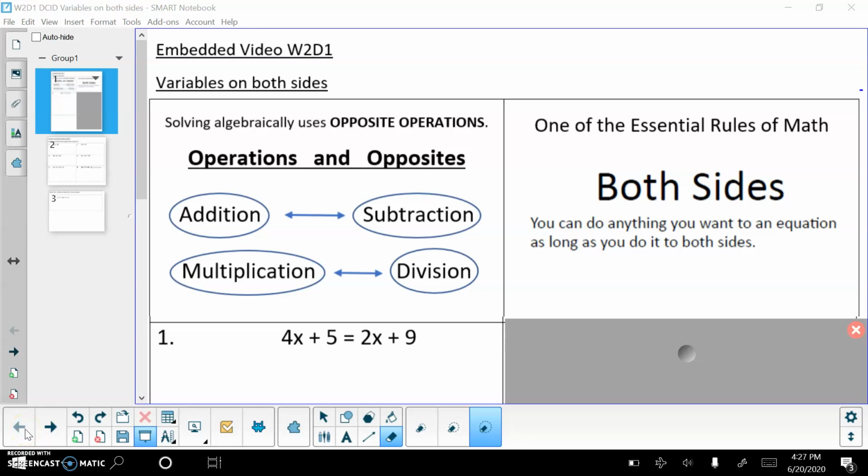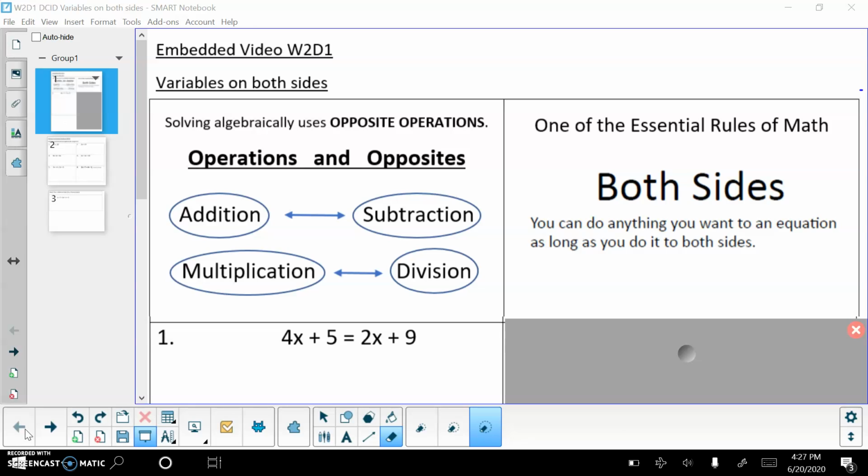Hello, this is our week 2, day 1 boot camp video on solving equations. In week 1, we solved them with the sketch method. So in week 2, we're going to transition to solving algebraically.